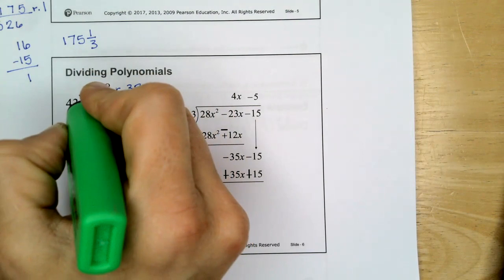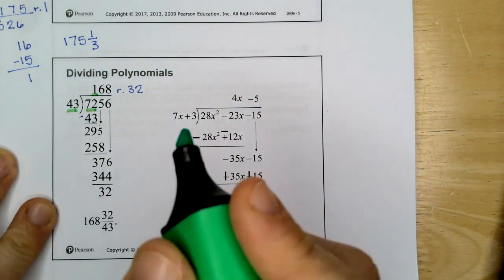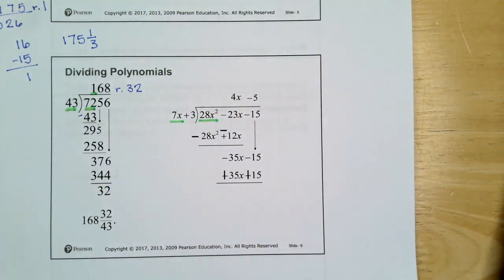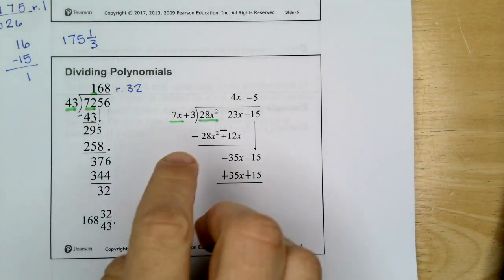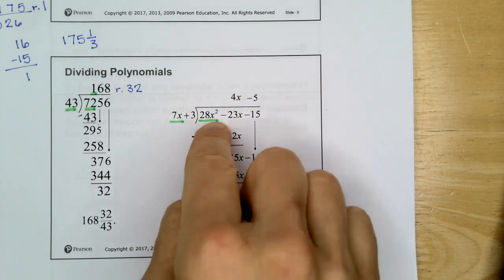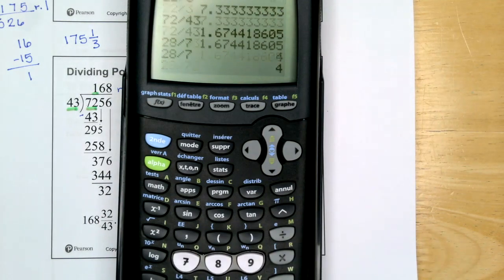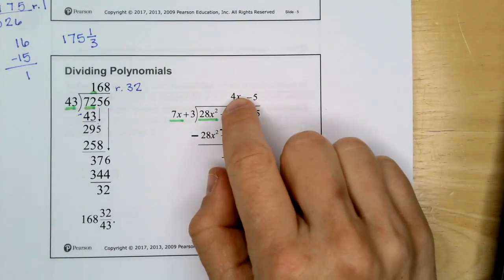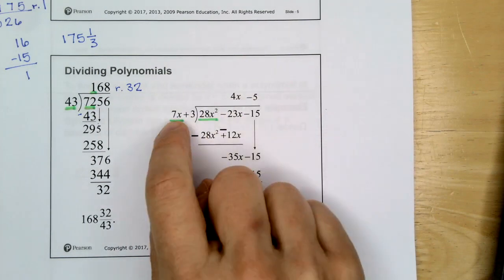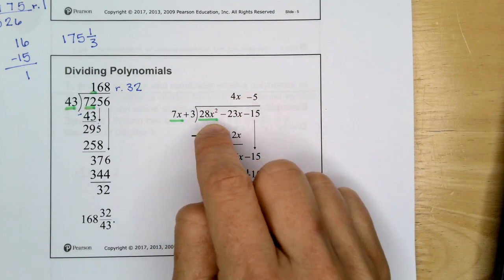So we had 72 and 43 to get that 1, right? Here, you're going to look at your first term, 28x squared, and your first term here, 7x. How do I go from 7x to 28x squared? 28 divided by 7 is 4, so it's going to be 4x squared. From x to x squared, I'm going to multiply it by x. So 7x times 4x is going to get me as close as I can get to 28x squared.